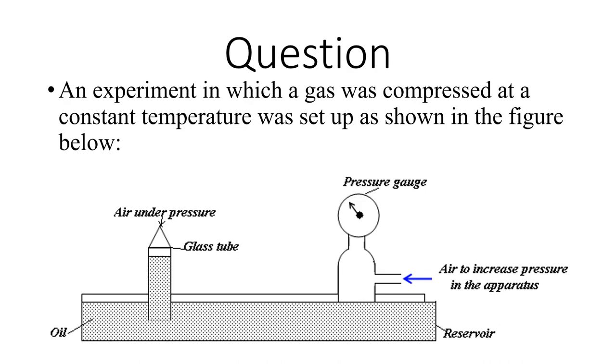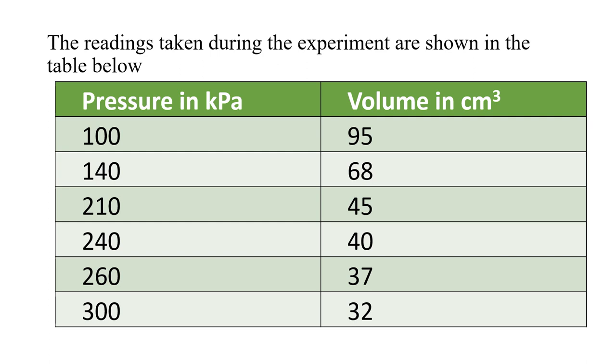Question. An experiment in which a gas was compressed at a constant temperature was set up as shown in the figure below. The readings taken during the experiment are shown in the table below. Pressure in kPa, kilopascals, volume in cubic meters.